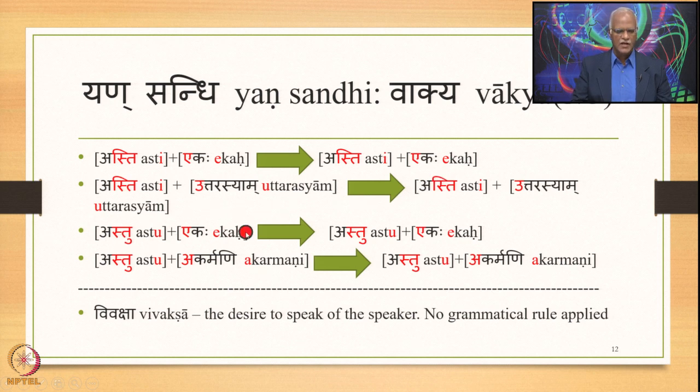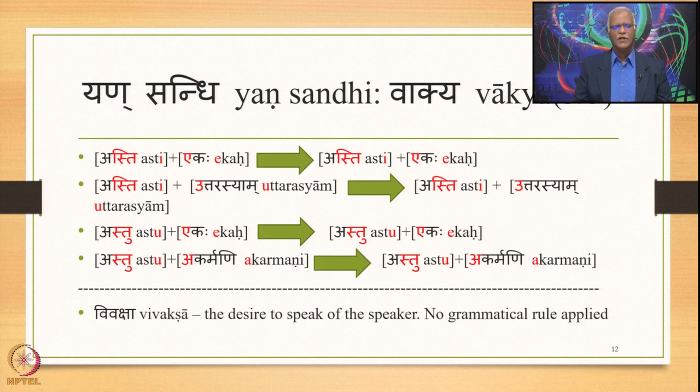Similarly, you have astu plus ekaha, the same example. And once again, because there is no vivaksha of the samhita mode, iko yanachi does not apply and astu ekaha is the input and it is returned as the output. There is no adesha, no yan sandhi taking place. Similarly, astu akarmani. If the speaker does not intend to have the samhita mode, then obviously Iko Yanachi does not apply, and so we don't have any sandhi and we return the input as it is. So astu akarmani is the input, astu akarmani is the output.